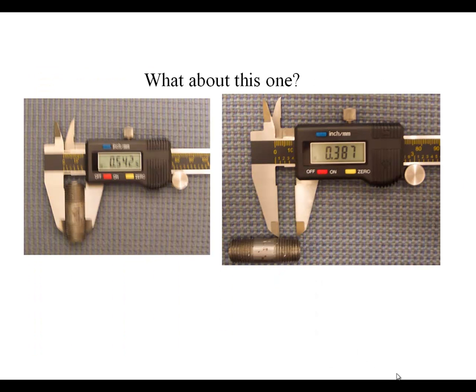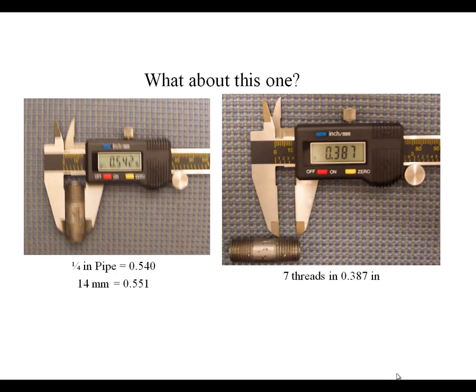How about this one? And I apologize that the photograph's a little blurry, but we're measuring 0.542 on the outside diameter. That leads us to think that, well, it could either be a 1/4 inch pipe, which is 0.540, or a 14 millimeter, which is 0.551. Well, let's count threads and see if it confirms which one we're dealing with.